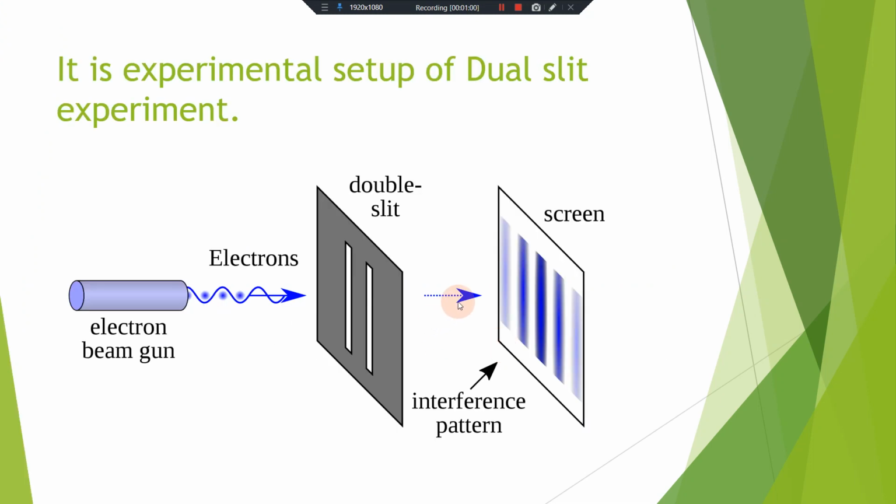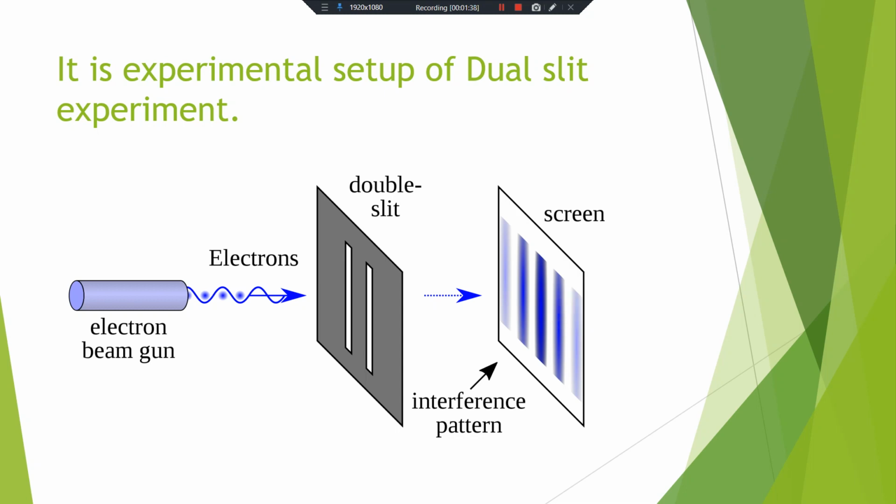Okay, so what is the experimental setup of the double slit experiment? There is an electron gun. This electron gun fires the electrons, and there is a double slit, and there is a screen. When the two slits are open, these electrons produce the interference pattern. This is extremely strange for us to understand: how do elementary particles such as electrons produce this interference pattern?